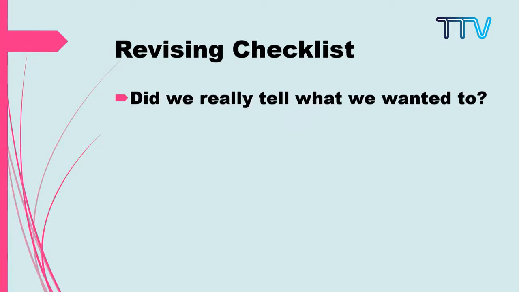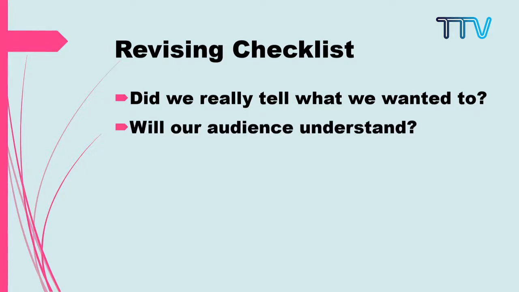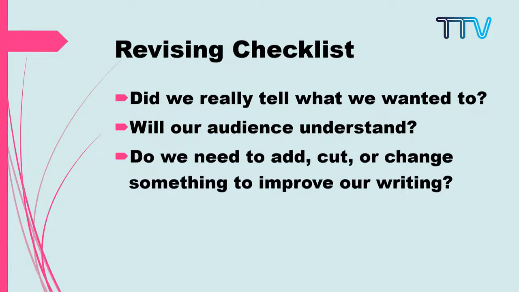So did we really tell what we wanted to? There are a lot of things in your mind. You wanted to tell that, you wanted to express that. So did we really tell what we wanted to? And will our audience understand whatever you have written, whatever you have expressed? Will your audience, that is the reader, be able to understand? Or do we need to add, cut or change something to improve our writing?